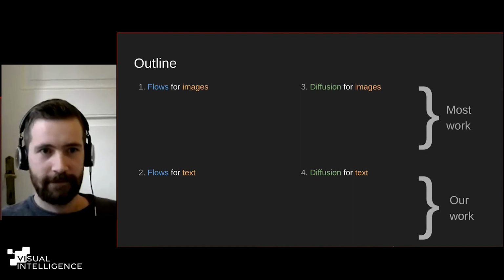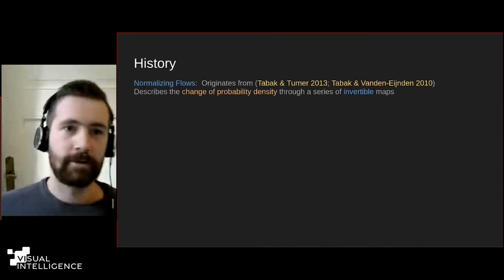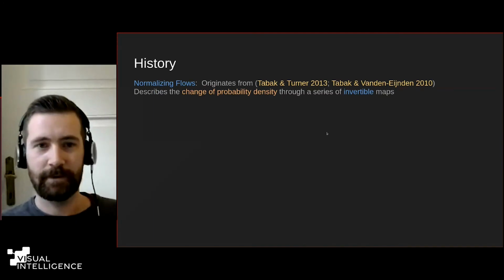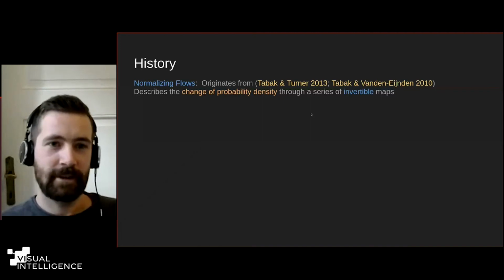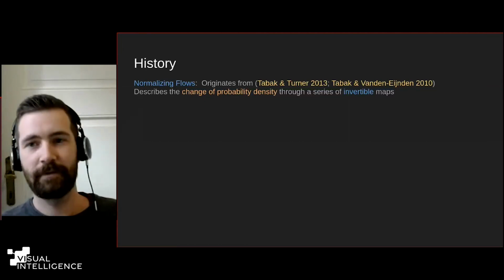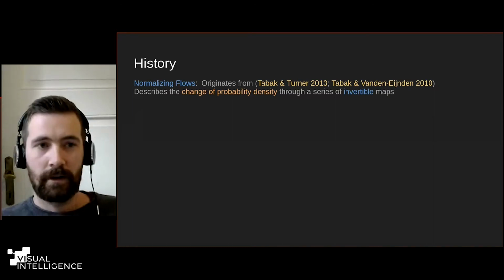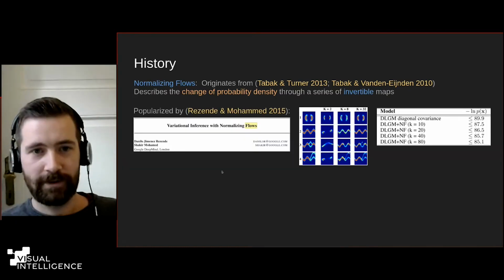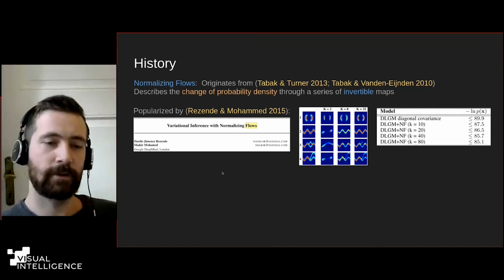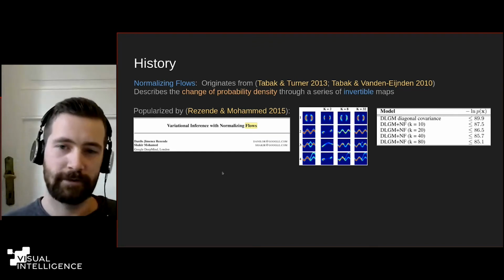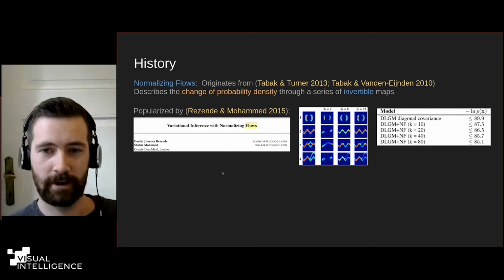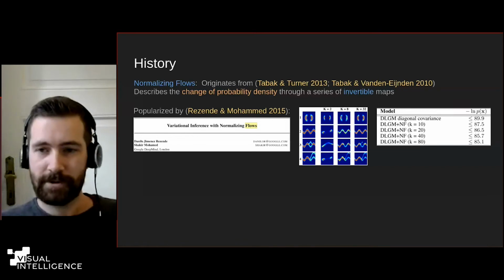So first we'll talk about flows for images. A little bit of history first. Normalizing flows, the term originates from these papers, and it describes a change in probability density as you pass samples through a series of invertible maps. This term was later popularized by Rezende and Mohamed, which is what really pushed it into the machine learning community, where they used normalizing flows for building flexible posterior approximations, so variational inference for Bayesian posteriors in variational autoencoders.